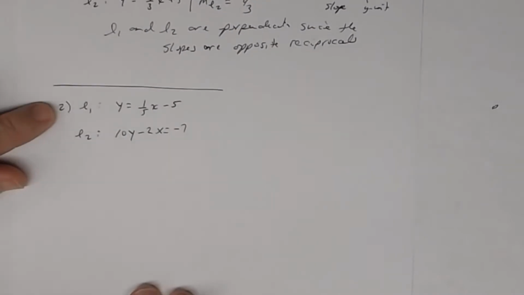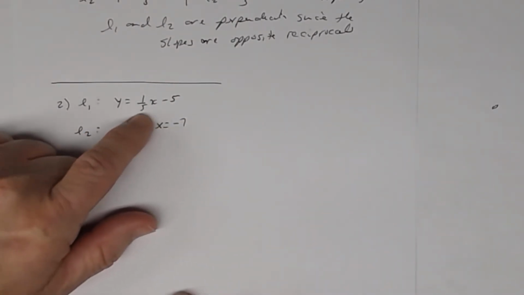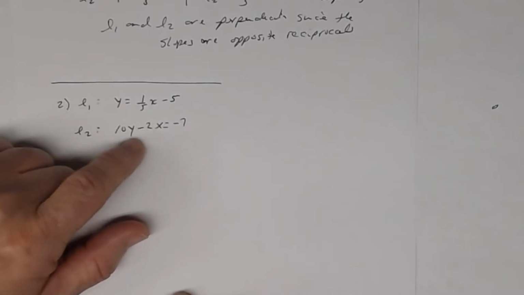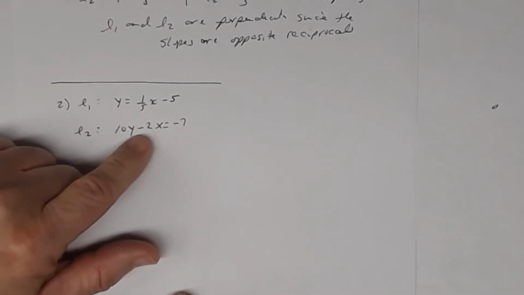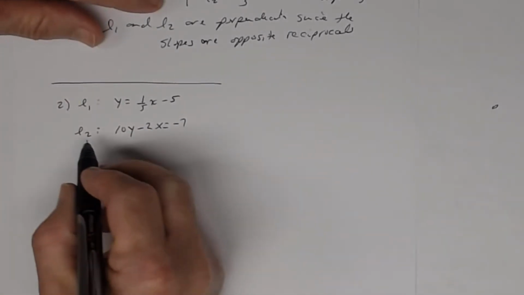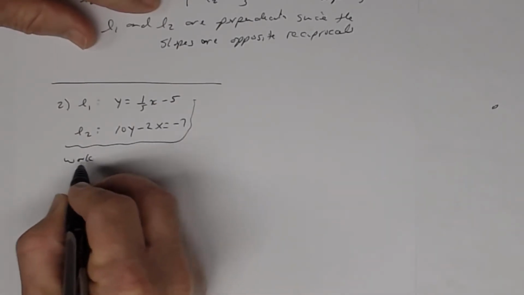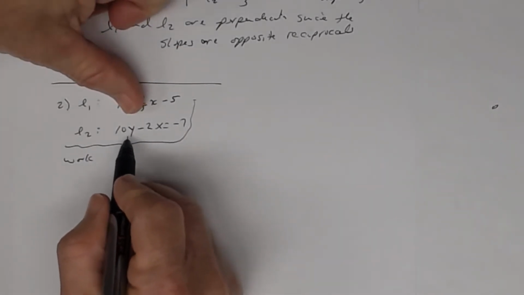Now in number 2, line 1 is in slope-intercept form, so that's easy to determine the slope. But look at line 2. That is not in slope-intercept form, so we have to get y by itself. So this is going to be your work. Let's put this in slope-intercept form.